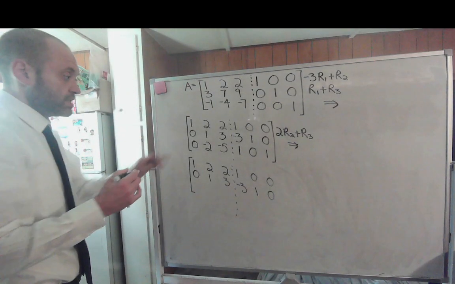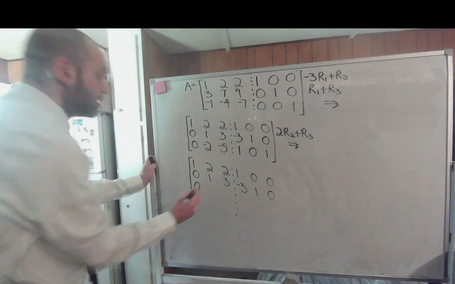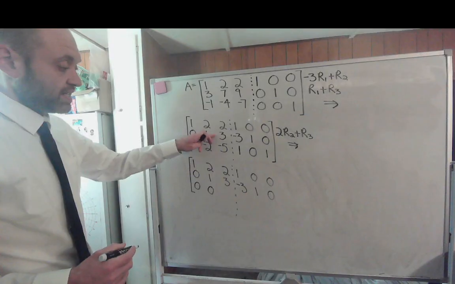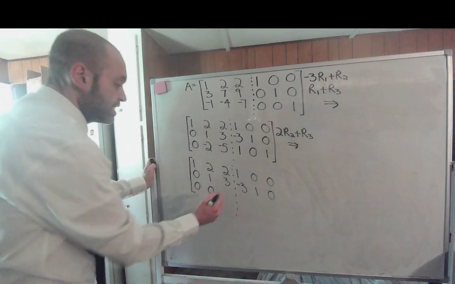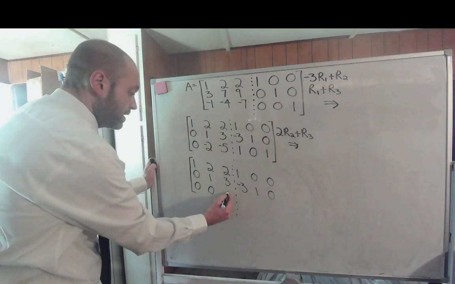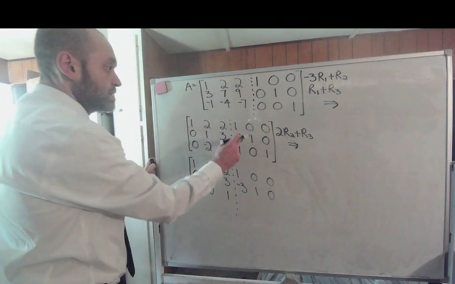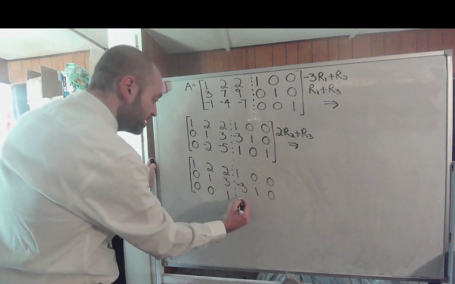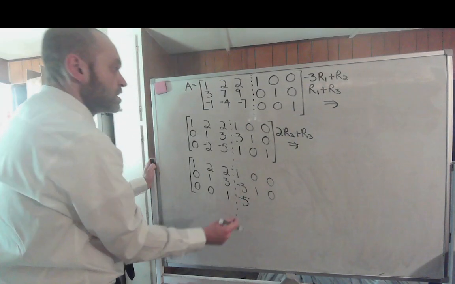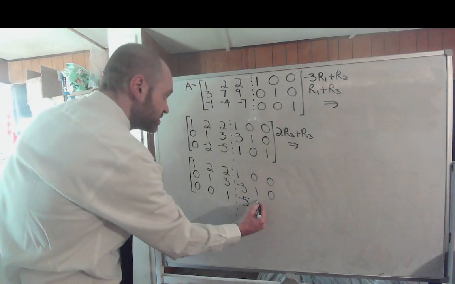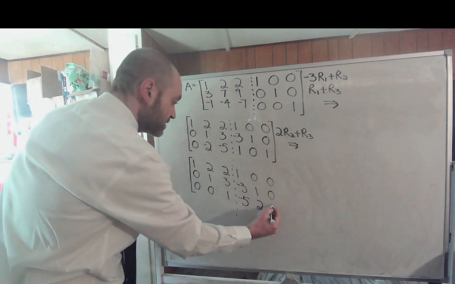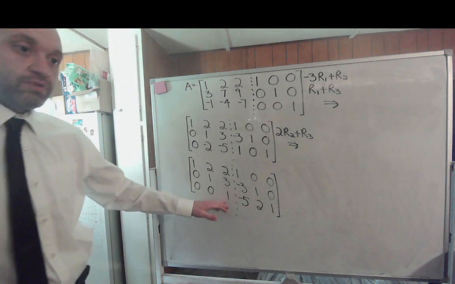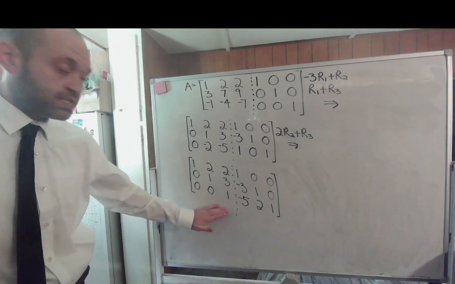Alright. 0 plus 0 is 0. 2 minus 2 is 0. 2 times 3 is 6. Minus 5 is going to end up being 1. And then negative 6 plus 1 is going to end up being negative 5. And then 2 plus 0 is 2. 0 plus 1 is 1. Well, now we have row 3 fully reduced. The leading digit is 1. We're finally done with row 3.